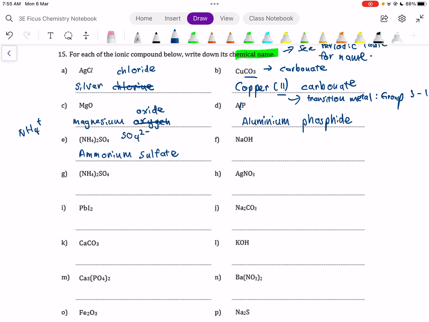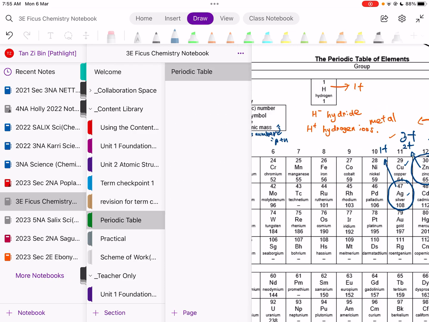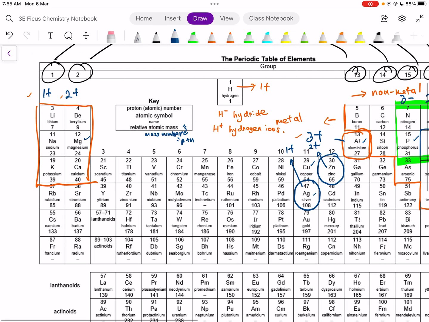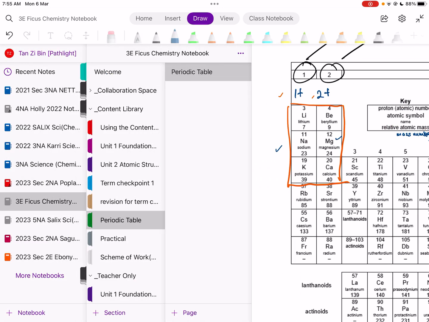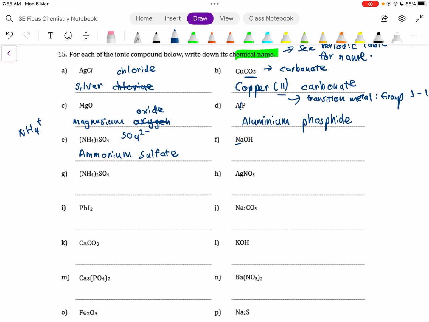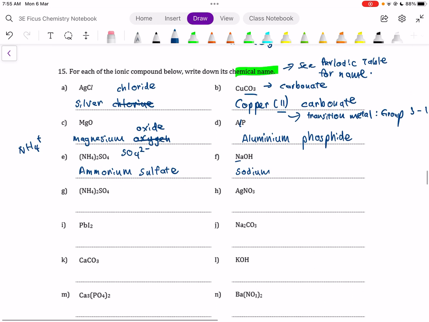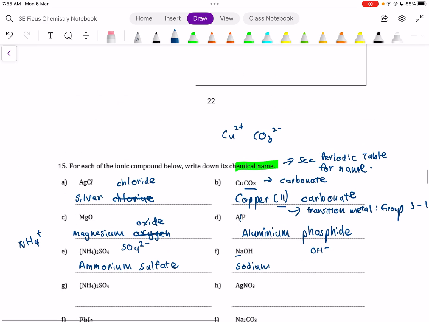Okay, right, then the next thing. Sodium hydroxide. This one you have Na, sodium, from group 1 over here. I hope you start familiarizing yourself with the different elements in your periodic table. Then this one is sodium. OH is this one, OH minus, the polyatomic one.